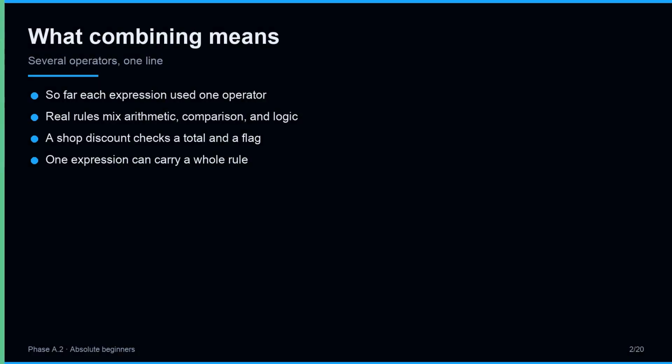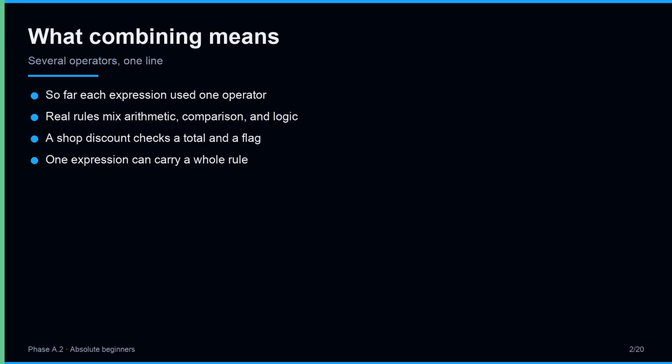Until now, each expression we wrote used a single operator, like 1 plus, or 1 equals. Real programs rarely stay that simple. A shop discount might check whether the total is large enough and whether the customer is a member. That is arithmetic to compute the total, comparison to test a threshold, and a logic word to join the two checks. Combining expressions simply means letting several operators share one line to express a complete rule.